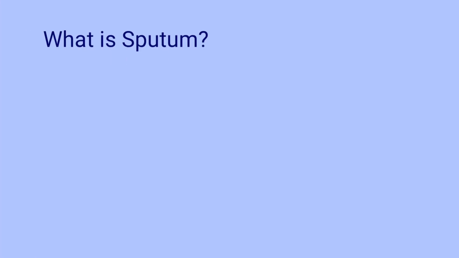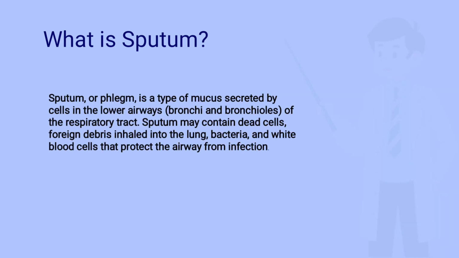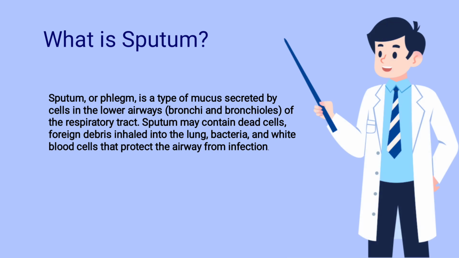So generally, let's give a definition of sputum. What does sputum mean? Sputum is a type of mucus that is secreted by cells in the lower airways of the respiratory tract. So why is this mucus produced? This mucus consists of two portions, that is mucin and protein. So what does this mucin do?